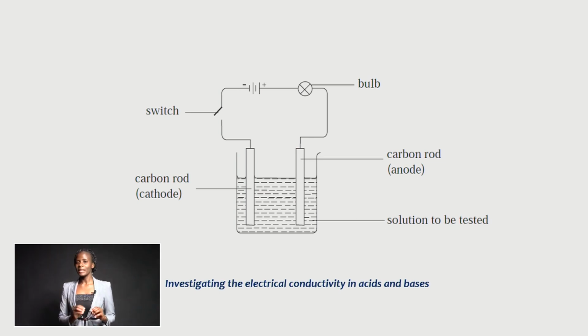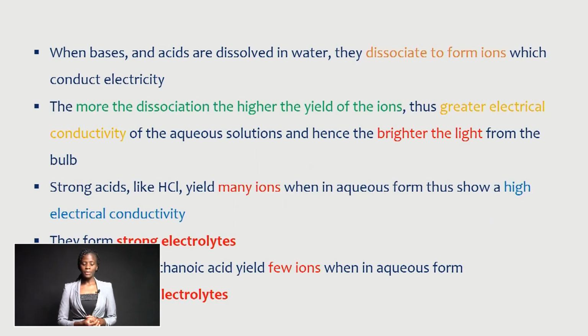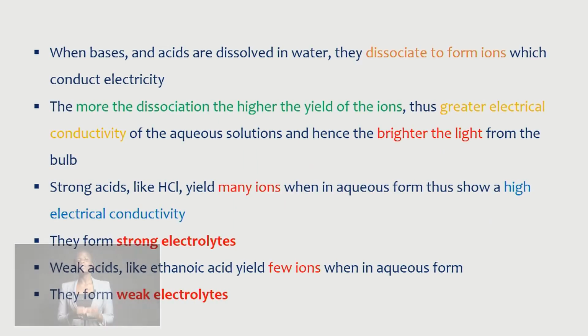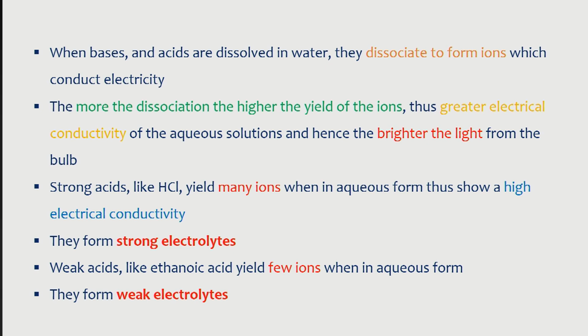Now, depending on the type of electrolyte, the bulb will either light brightly or it will be dim, depending on the strength of this electrolyte. And that is what we are going to discuss further. Strong acids and bases dissociate fully, so they will form more ions. And the more the ions, the higher the electrical conductivity. In other words, a strong acid will yield many ions, and if you look at the bulb, it will be lighting more brightly because that acid is a strong acid.